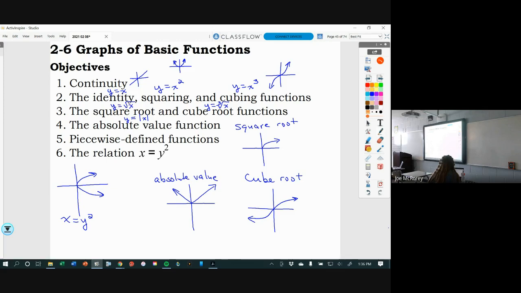For the first 5 or 6 slides, I'm just going to talk about each function and give some general properties of it. You'll probably just want to do a screenshot.